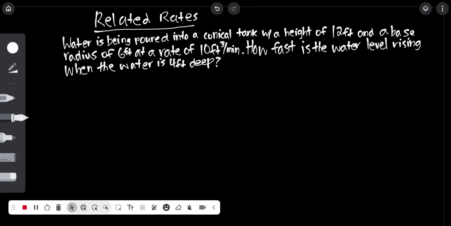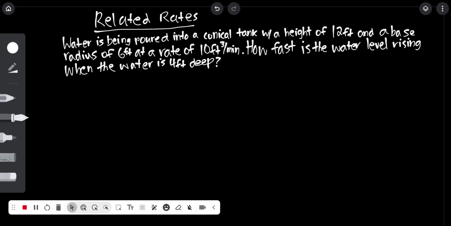Welcome back, Calc students. Today we'll be looking at another related rates problem. I know it's so annoying, but it's fine. All right, this one is about a conical tank. I don't know what it is with math teachers and conical tanks, but that's how it's structured. So let's just roll with that.